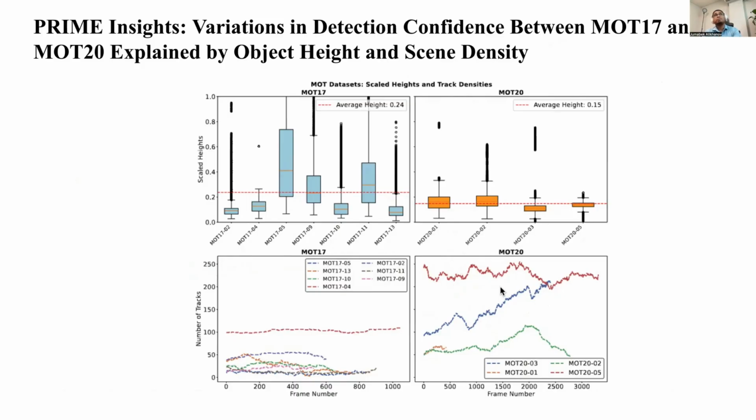Equipped with these Prime insights, now we know what kind of tracker we have to make. We have to make an adaptive tracker, which can adapt to density, height, the resolution, the scene, and then based on this, it can adjust its confidence threshold, right? This is really key.